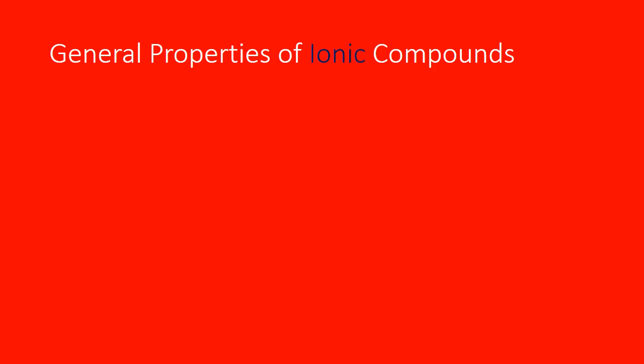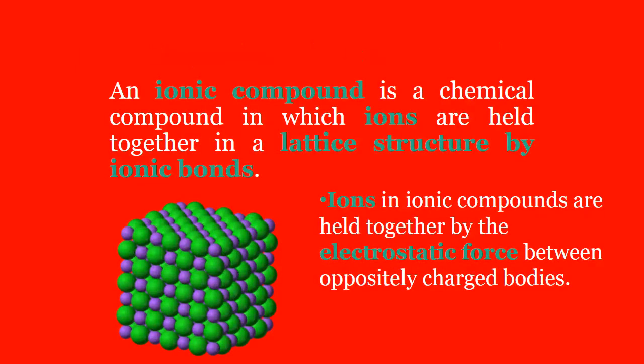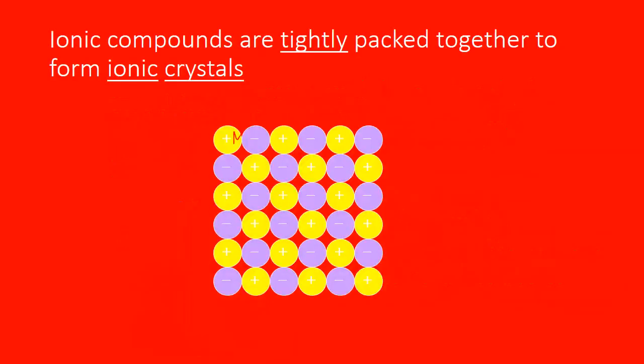Finally, we'll discuss the general properties of ionic compounds. Let's remind ourselves what ionic compounds are. An ionic compound is a chemical compound in which ions are held together in a lattice structure by ionic bonds. The ions are held together by electrostatic force between oppositely charged ions, which is called an electrovalent bond or ionic bond. So ionic compounds are tightly packed together to form ionic crystals.